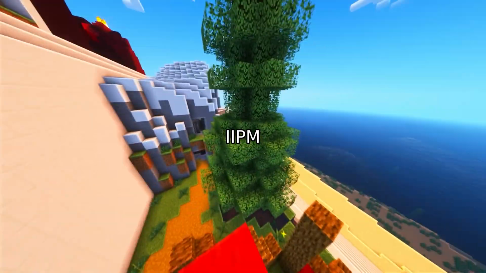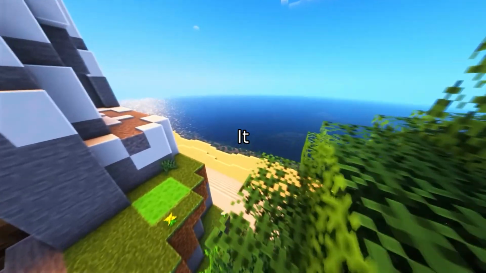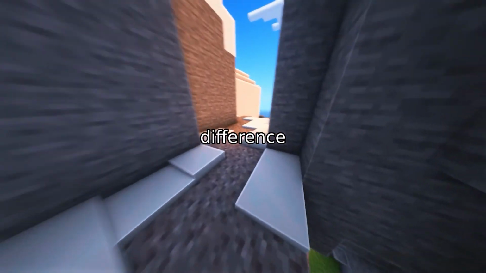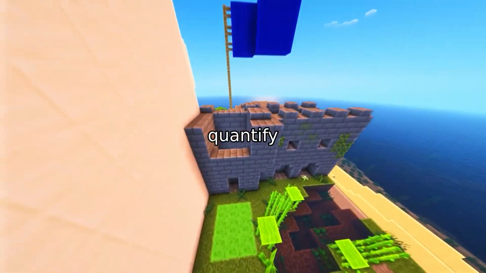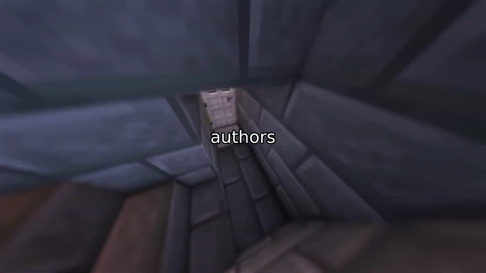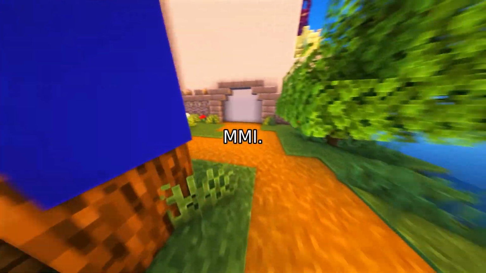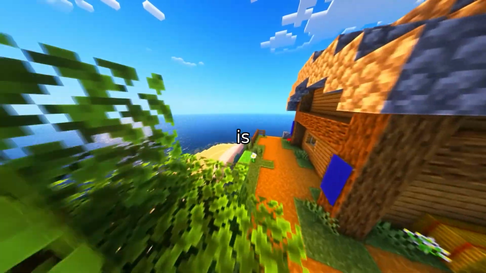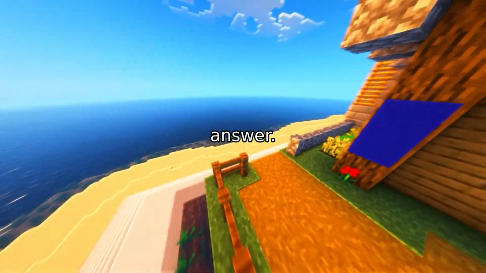Here's the magic. IIPM doesn't just compare two models. It compares a model to its mirror image, what's called its conjugate. By measuring the difference between these two, we get a new way to quantify epistemic uncertainty. The authors call this the Maximum Mean Imprecision, MMI. It's like checking if your measuring tape is stretched or bent, helping us spot when an AI is truly uncertain, not just confident in the wrong answer.